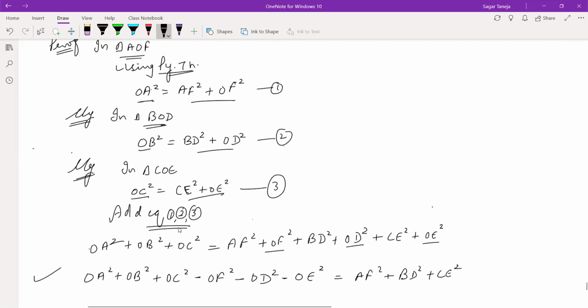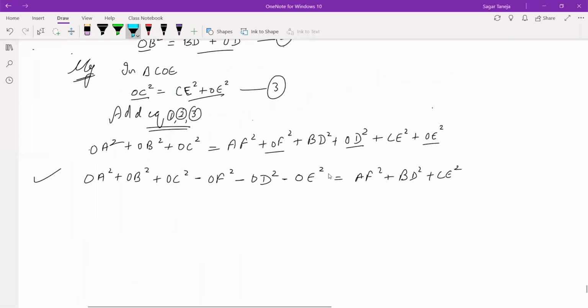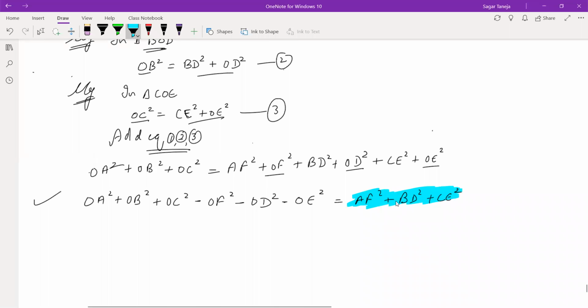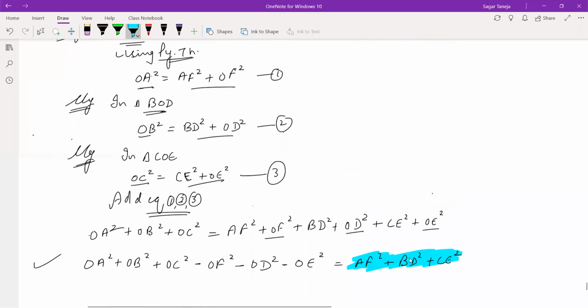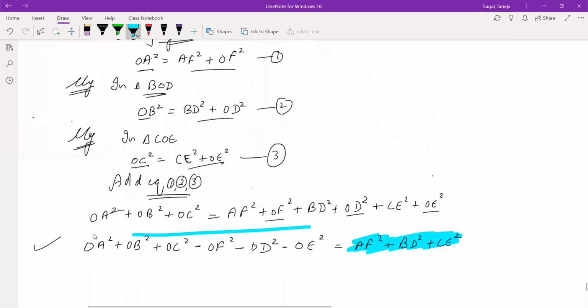Now how to prove the second part? The second part is AF, BD, CE is equal to this. So AF, BD and CE, I am highlighting this. Look here, AF, BD and CE. It means something we have in the first proving only, the same we need in the second proving. Whatever we have to prove in the second part, we already have in the first part. See, this LHS and this RHS are the same. It means this we need now out of this.